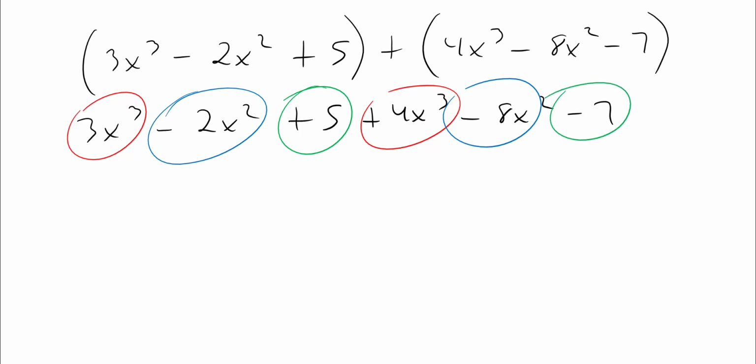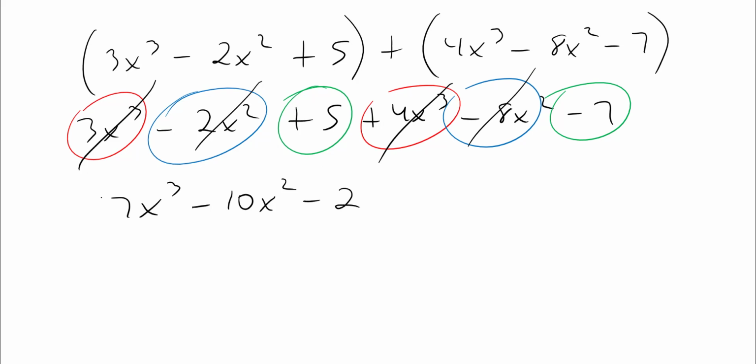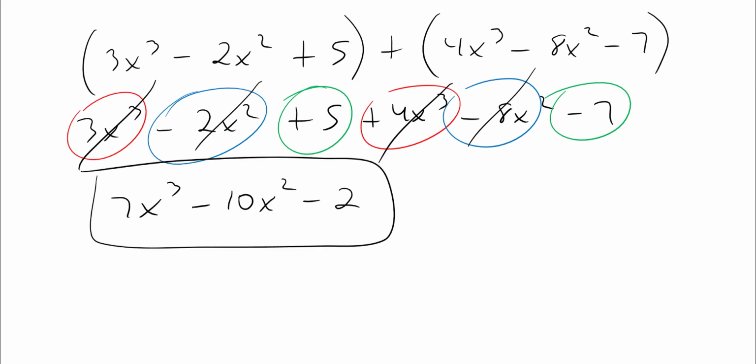So let's combine them together. 3x cubed plus 4x cubed is 7x cubed. Negative 2x squared minus 8x squared is negative 10x squared. Again, if you need to use your calculator, do that. Don't mess up adding and subtracting positive and negative numbers. Bad mistake. And then 5 minus 7 is negative 2. And there we go. That's the answer to this problem.